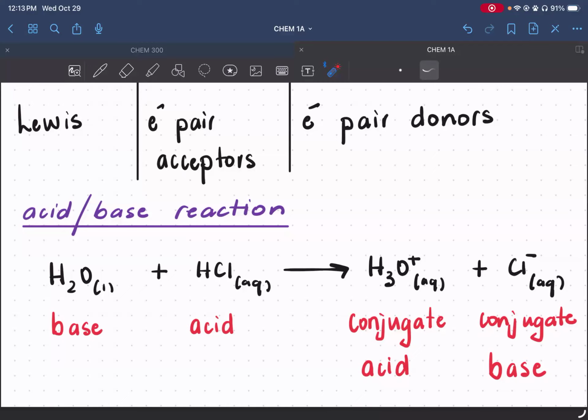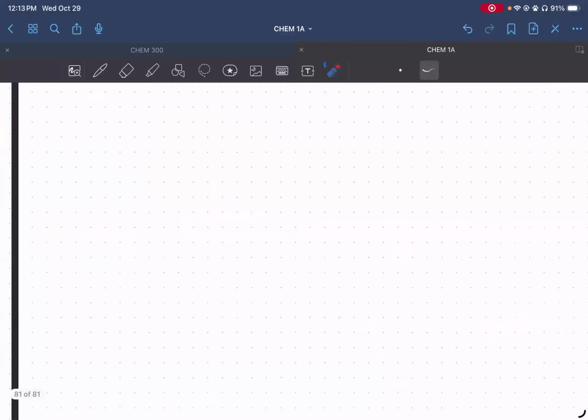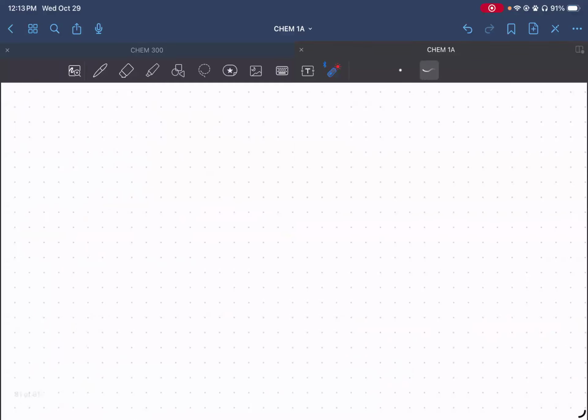This is a situation where water is acting as a base. Remember, like I said, you would never be asked to predict the products of an acid-base reaction, but you would be asked to identify which is the base, which is the acid, which is the conjugate acid, and which is the conjugate base. So let's see another reaction where water instead acts as an acid.